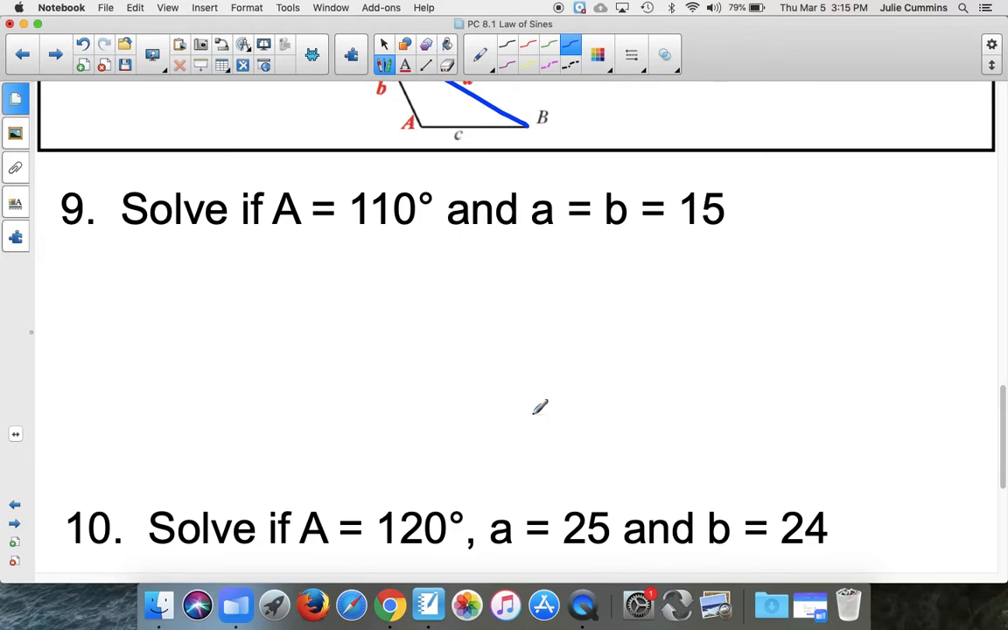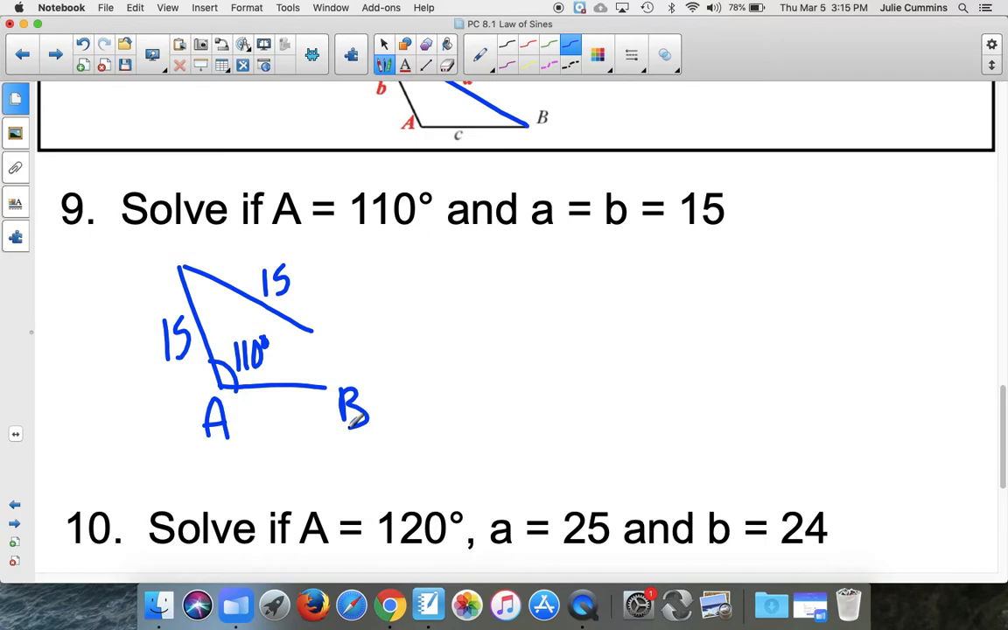We want to solve this. We have angle A is 110 degrees, so I'm going to draw that. Here's angle A. Side A, that's across from it. That's over here. That's 15. And B is 15. And you see this is not going to work out so well. That is not long enough. It's never going to reach over there.